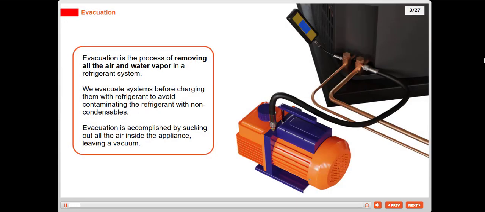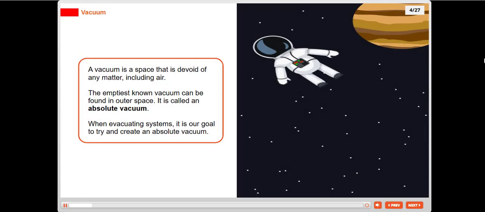Evacuation is the process of removing all the air and water vapor in a refrigerant system. We evacuate systems before charging them with refrigerant to avoid contaminating the refrigerant with non-condensables. Evacuation is accomplished by sucking out all the air inside the appliance, leaving a vacuum. A vacuum is a space that is devoid of any matter, including air. The emptiest known vacuum can be found in outer space. It is called an absolute vacuum. When evacuating systems, our goal is to try and create an absolute vacuum.